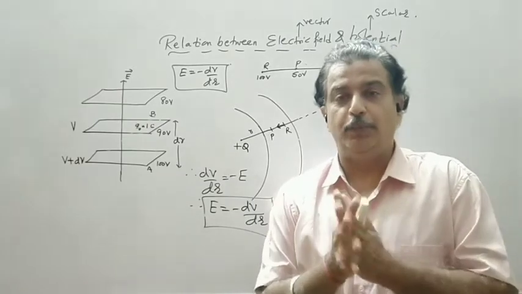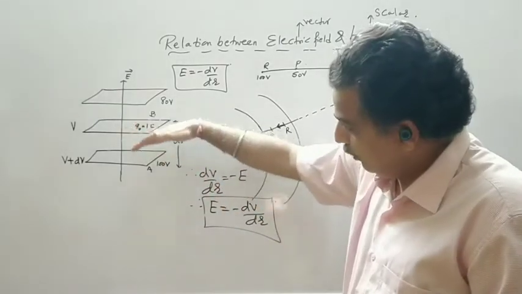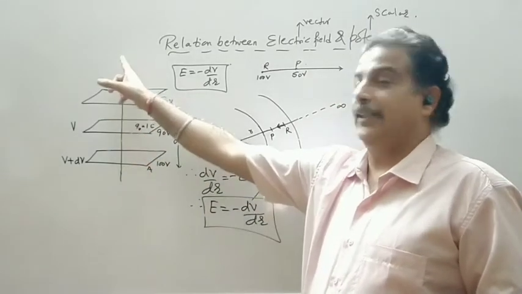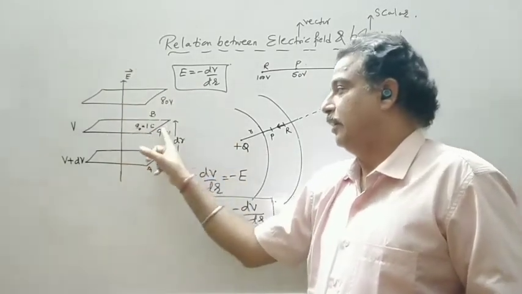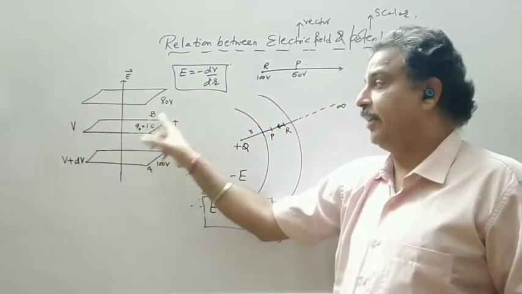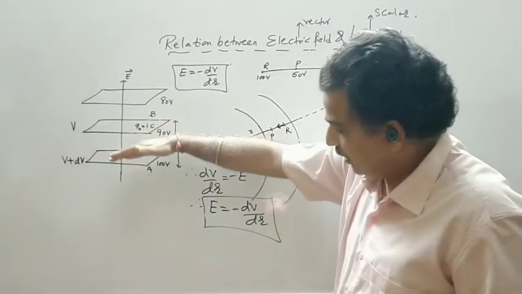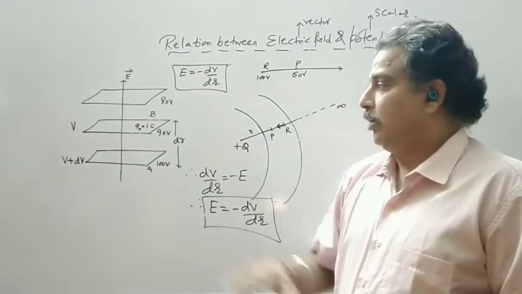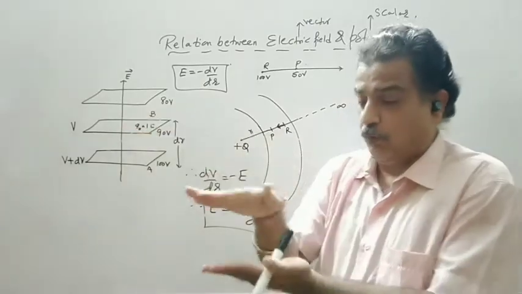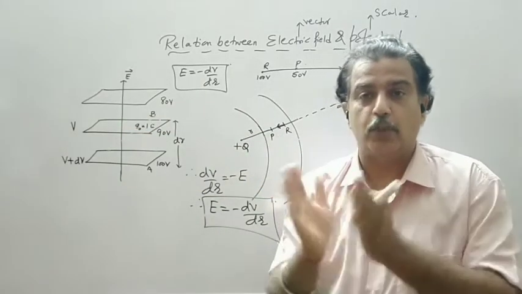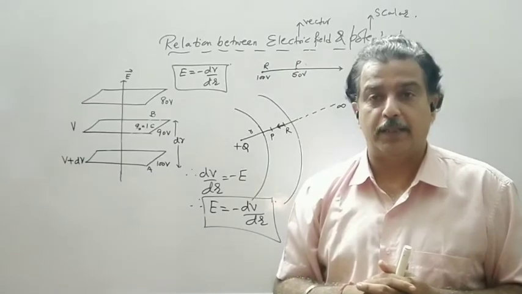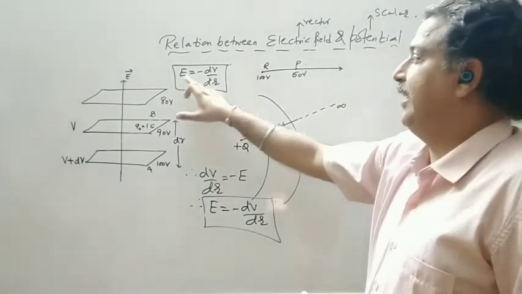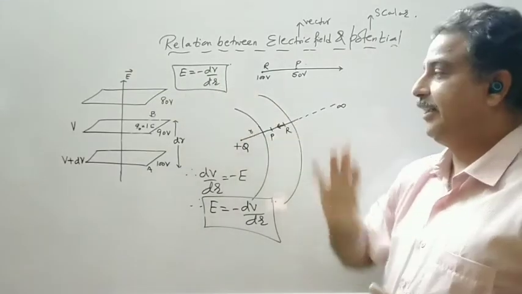And if we assume that these two surfaces are equipotential, and the field is along the y-axis, then this plane is in the xz plane. So this is the first equipotential surface, second equipotential surface, third equipotential surface. These two equipotential surfaces were assumed to be close to each other, or closely packed. So we have written E is equal to minus dV by dr.